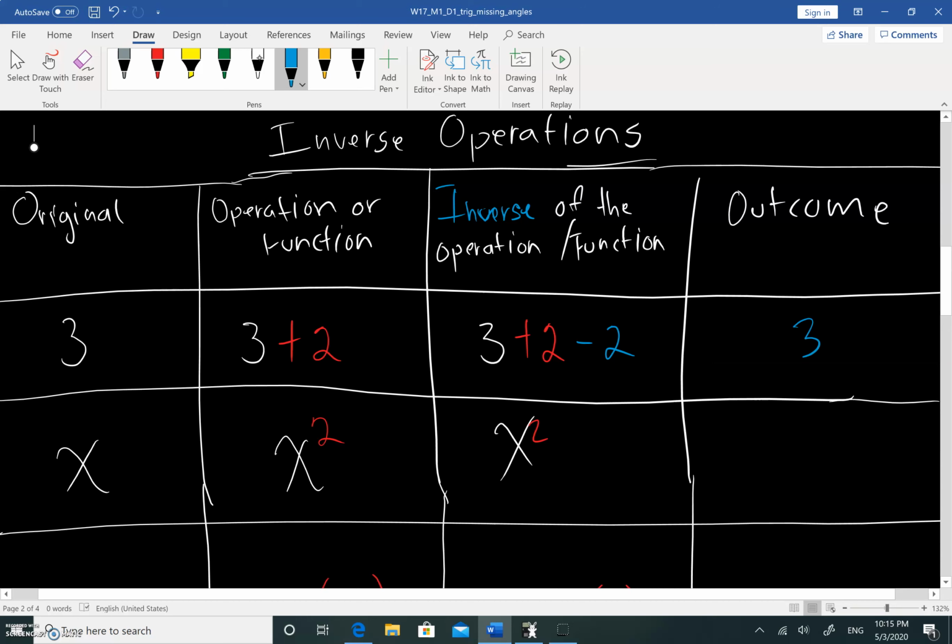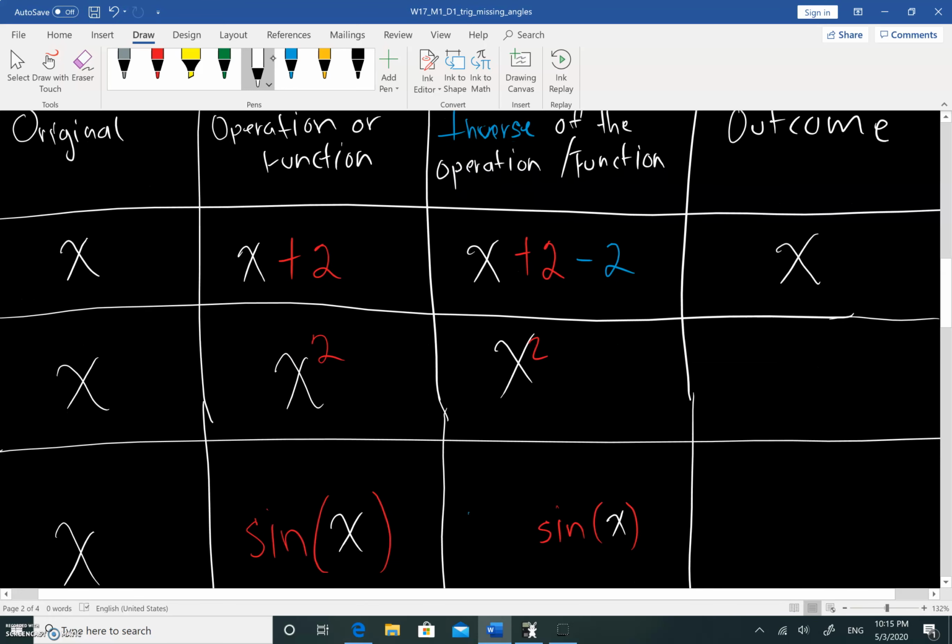So now imagine if the 3 was instead taken off and we use x. So let's say that we have x. If we add 2 to x, and then after adding 2, we subtract 2, then our outcome is x, right? So we have to follow the same analogy for the other functions. So let's say that we have x here. What happens when we go ahead and square it? Well, you get x squared, right?